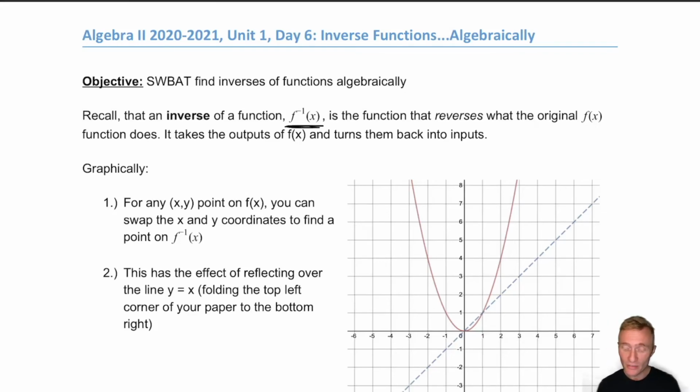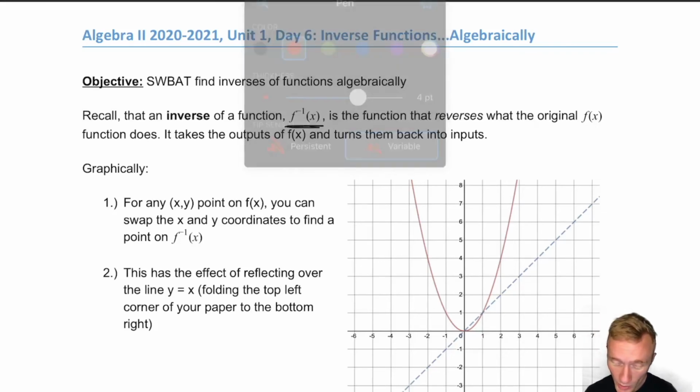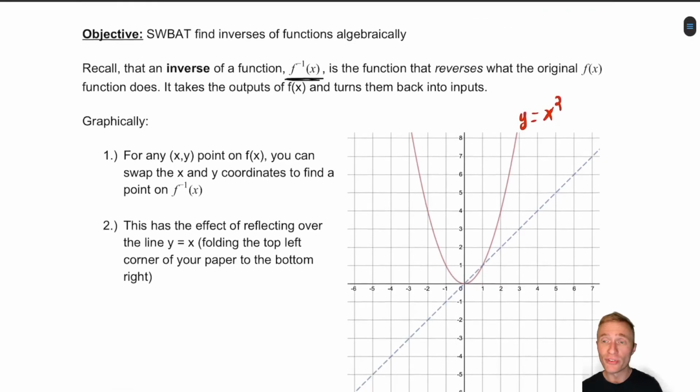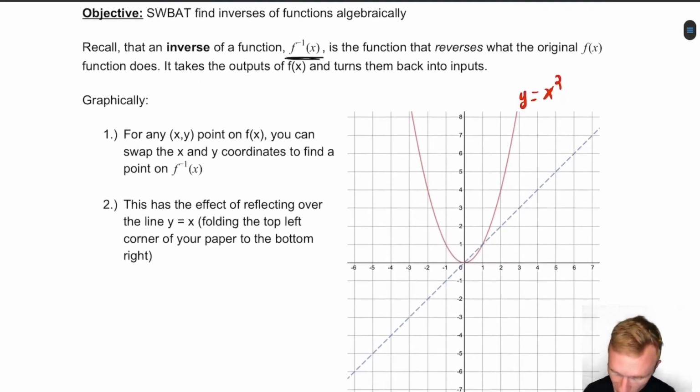So to find the inverse of a function, in this case, we are given the function y equals x squared. All we have to do is find points on this function and swap their x, y values to find points on our new function. And so let's take a look at what this looks like.